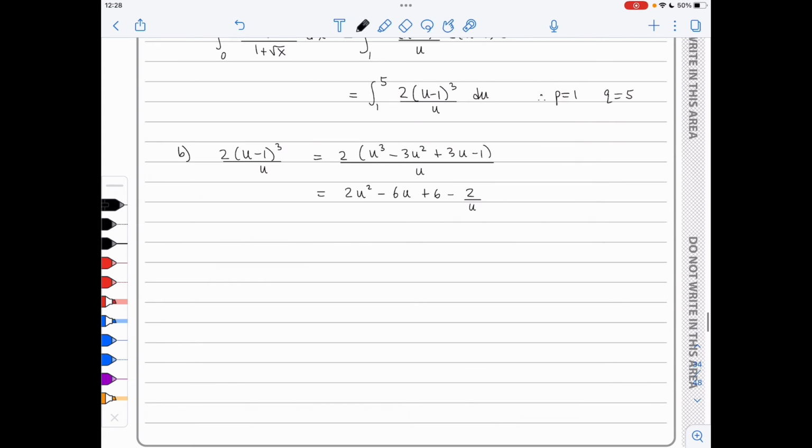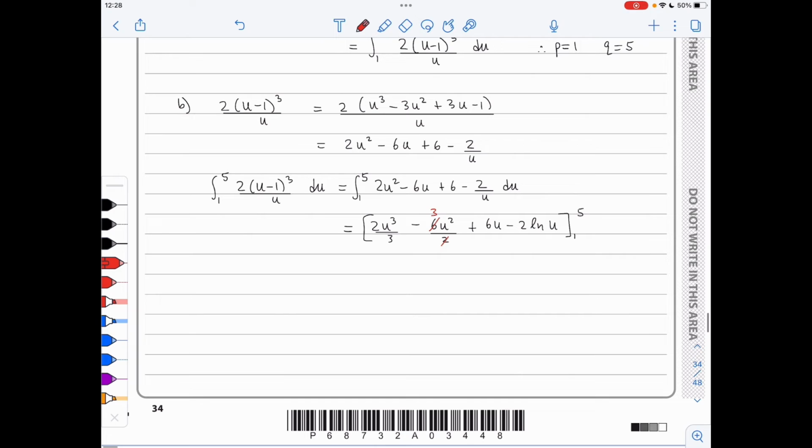And therefore the integral from 1 to 5 of 2(u - 1)^3 over u du is simply the integral from 1 to 5 of 2u^2 - 6u + 6 - 2/u du. This will lead to 2u^3/3 - 6u^2/2 + 6u - 2 ln u from 1 to 5. Now the 6 with the 2 simplifies to a 3 in the numerator, and then I substitute the upper limit and then the lower limit.